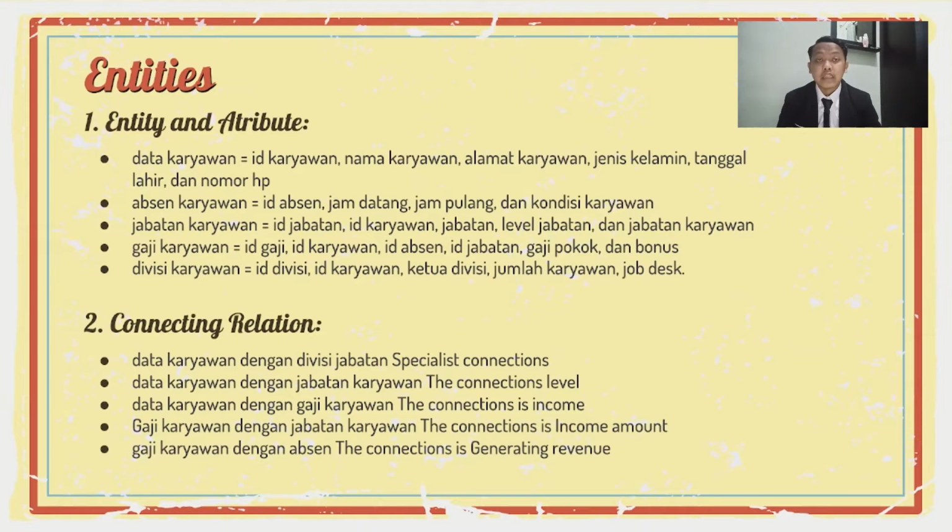Next is entity and their attributes. First, data karyawan has ID karyawan, nama karyawan or name of the workers, alamat karyawan or address, jenis kelamin or gender, tanggal lahir or date of birth, and nomor HP or phone number. Next, absen karyawan. There is ID absen, jam datang, jam pulang, dan kondisi karyawan.